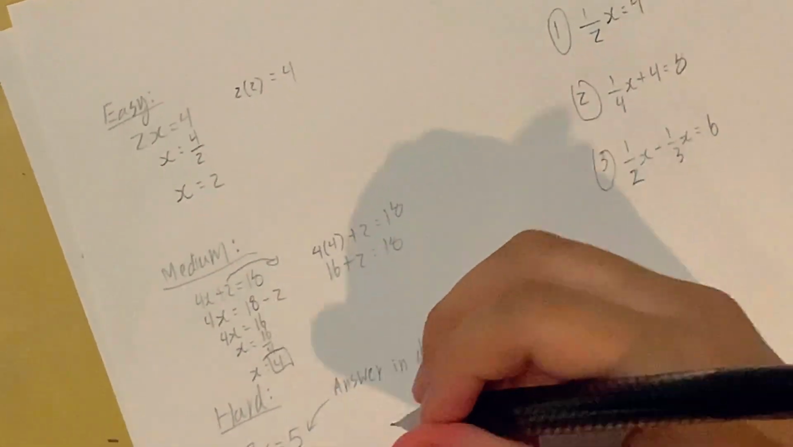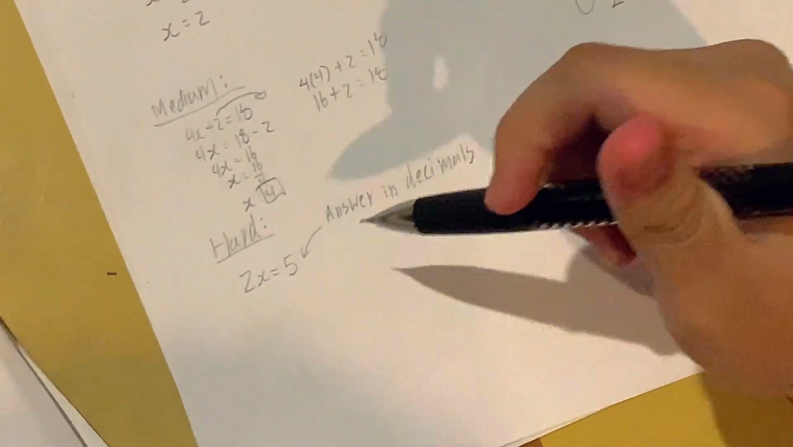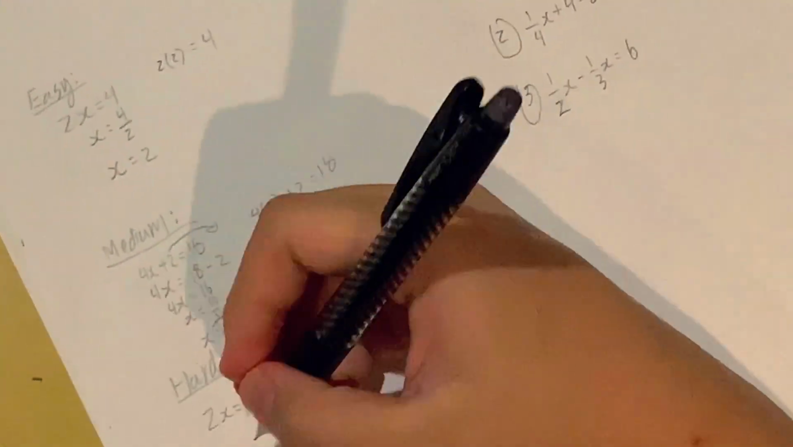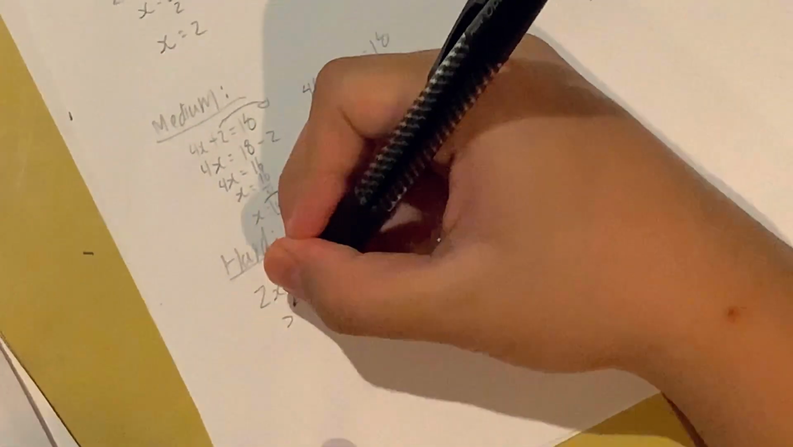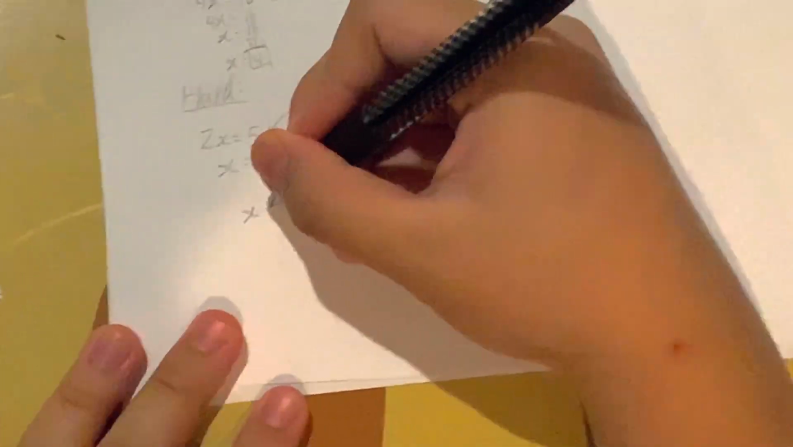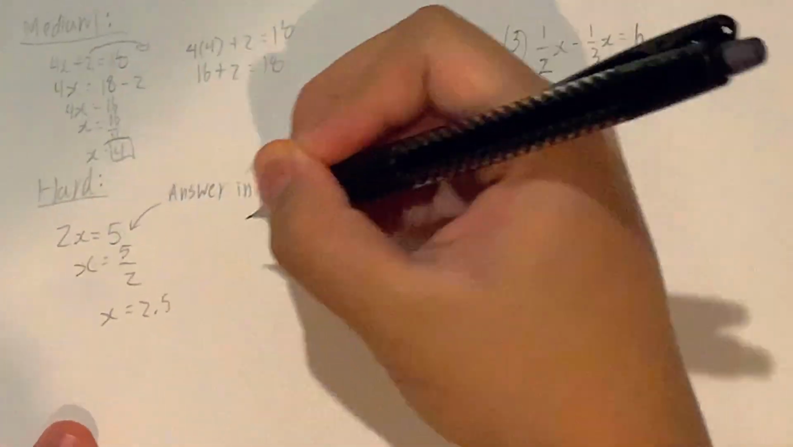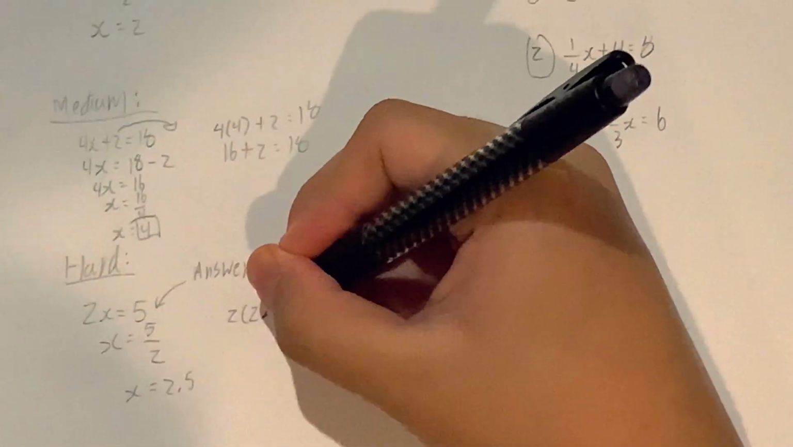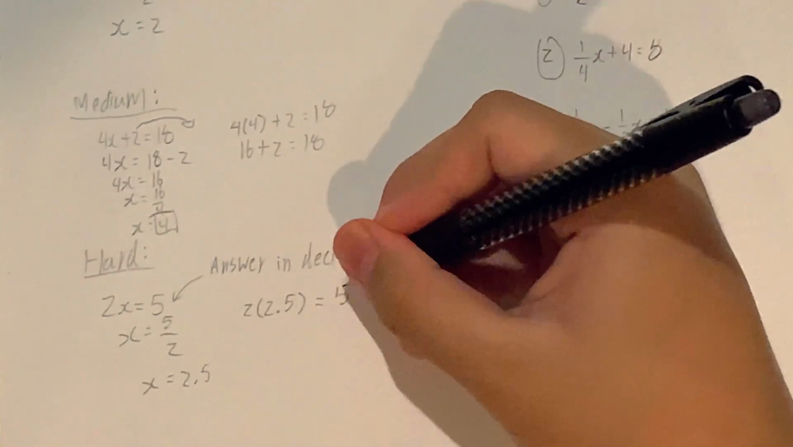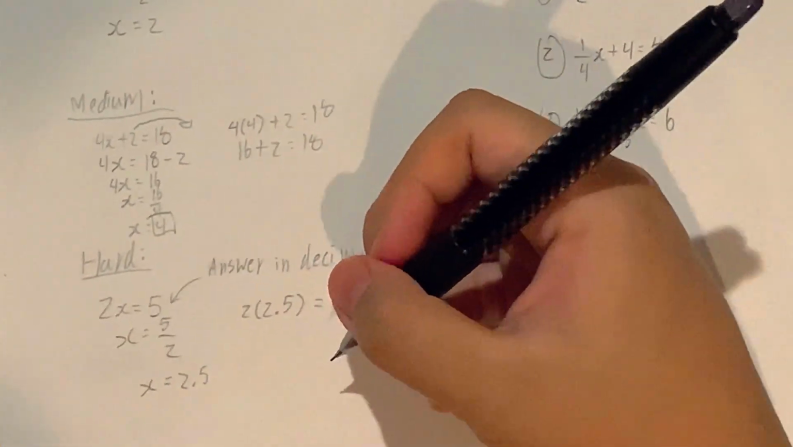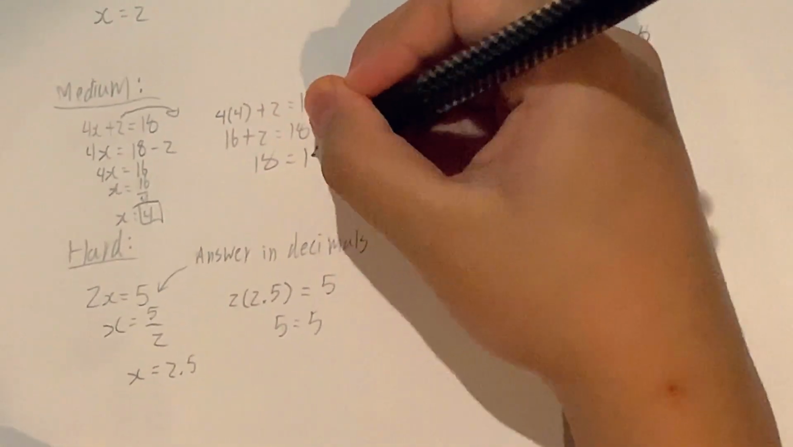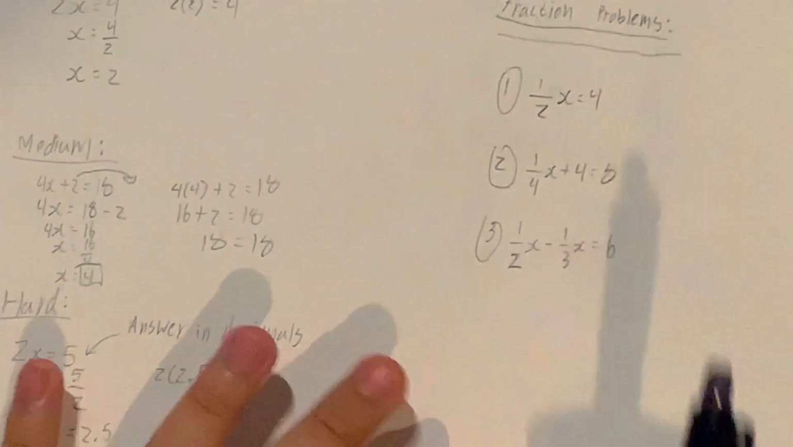Next is a pretty easy problem, but in this one I want you guys to turn the answer into decimal points. So we have to divide 5 by 2, and then x will be 2.5. Once again, if you're not confident with your answer, substitute 2.5. Oh wait, I forgot to do this here. Sorry.